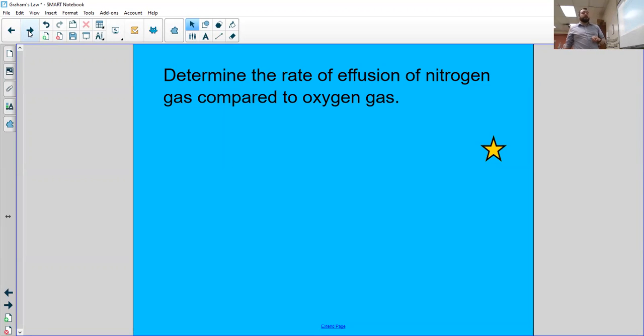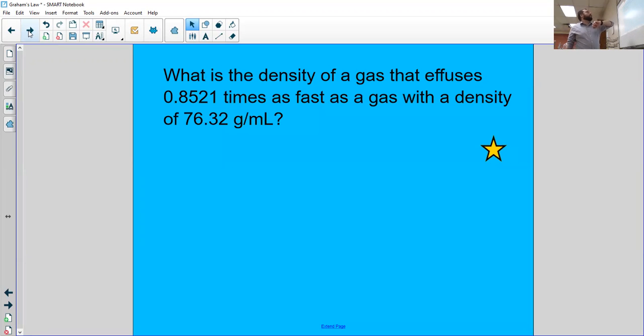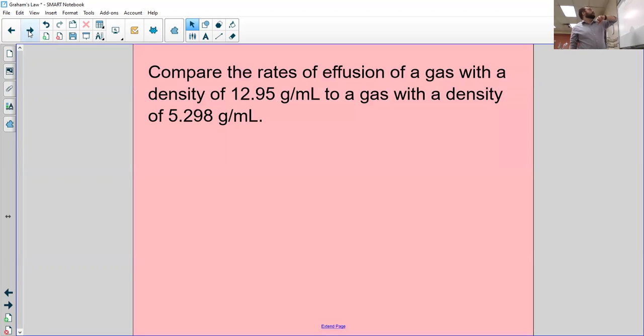Determine the rate of effusion of nitrogen gas compared to oxygen gas. And we're going to go over: what is the density of a gas that diffuses 0.8521 times as fast as a gas with a density of 76.32 grams per milliliter? We'll do this one with a partner.